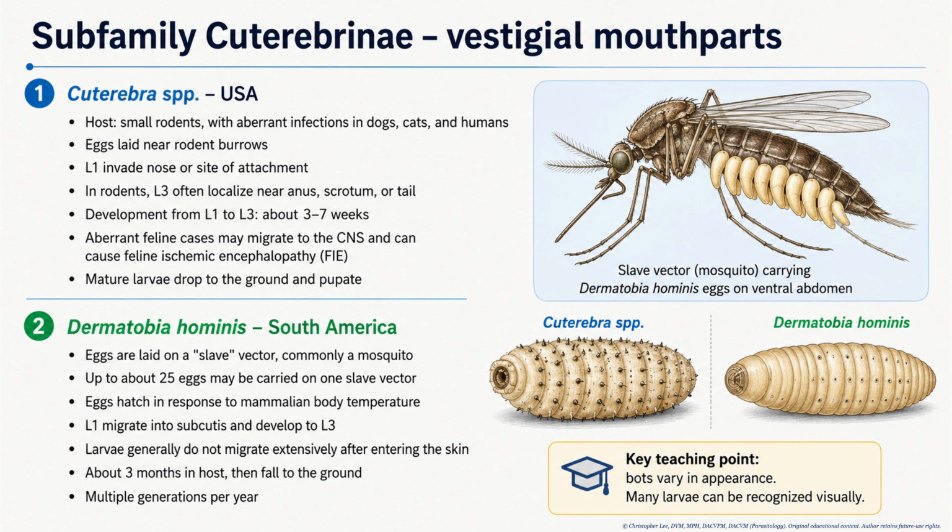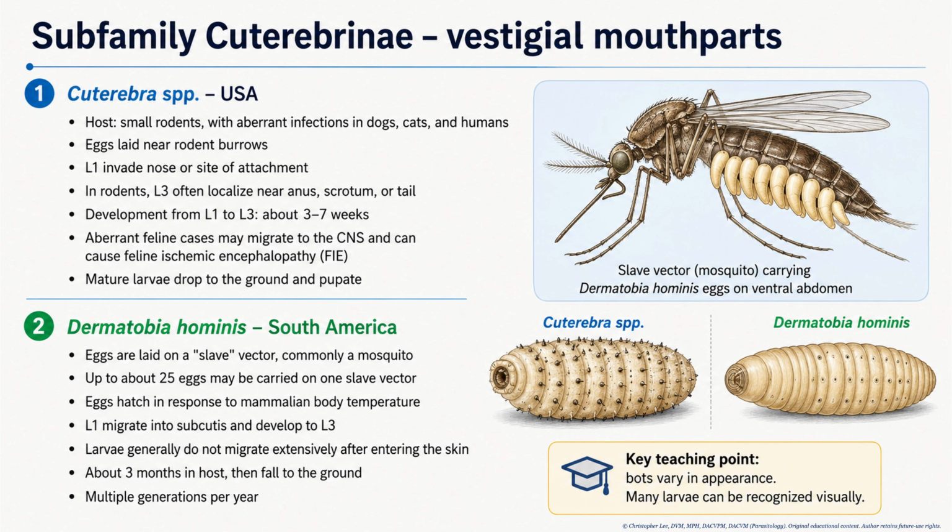In cats, Cuterebra is more than a skin warble curiosity. The most common presentation is still a subcutaneous swelling with a breathing pore, but aberrant larval migration can cause serious disease. Migration through the central nervous system has been associated with feline ischemic encephalopathy, and rare ocular migration can cause severe inflammation, uveitis, blindness, and in some cases, the loss of an eye. That is the kind of detail that turns a botfly from trivia into clinical relevance.